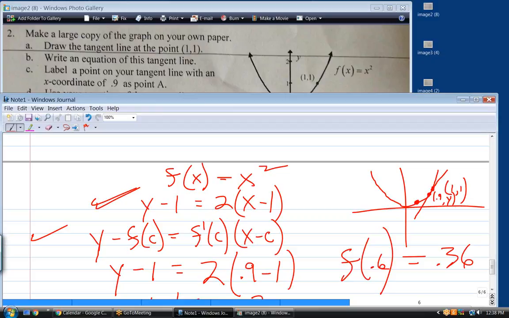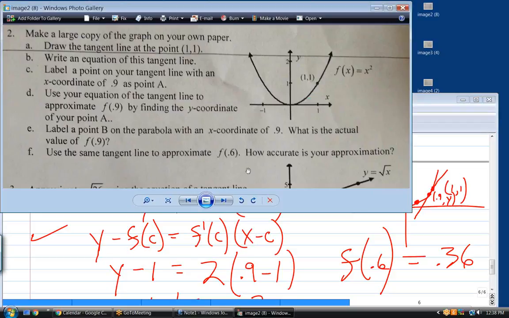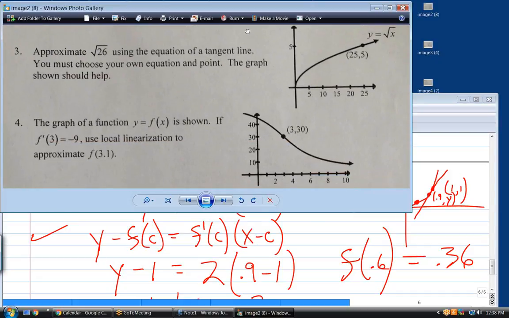Okay, and what that tells you is that this is only good for when you're really close to your original x value. I can't use the equation of the tangent line at that point, (1, 1), to approximate the value of y when x is 0.6. It's too far away. It's not a good approximation. Now, if I use the full approximation, I'd be able to. The full approximation you haven't learned yet, but you don't get that until Calc BC.